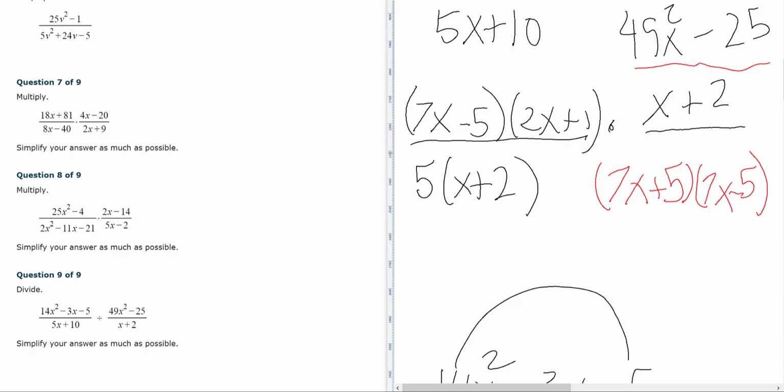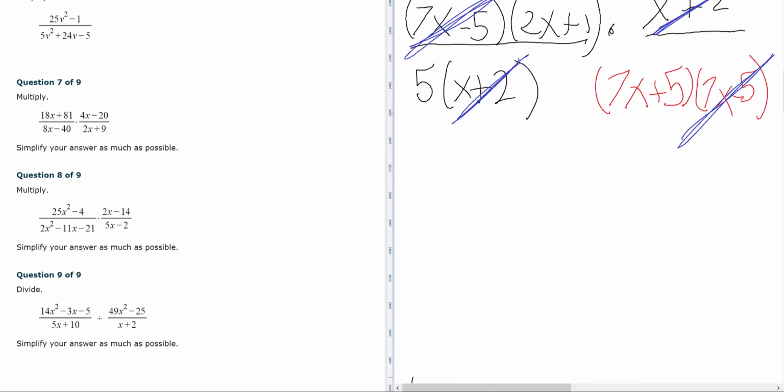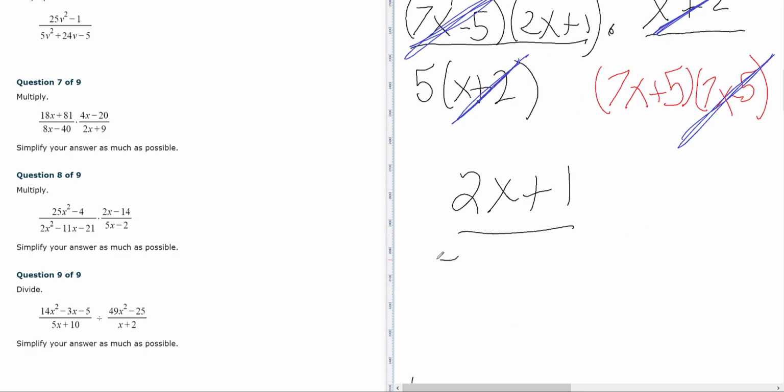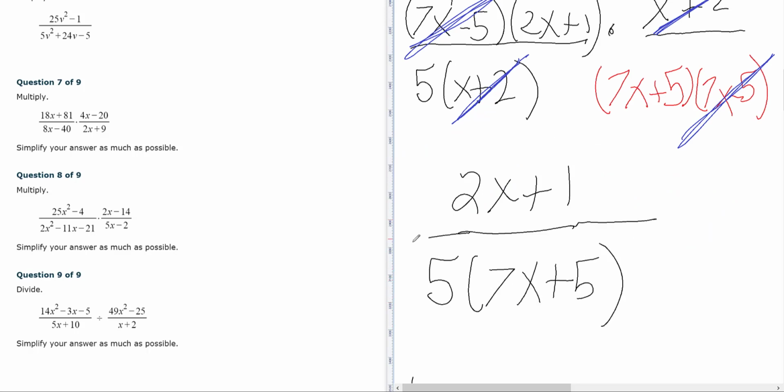And let's reduce out what we see that are the same. I see 7x minus 5 and a 7x minus 5, and an x plus 2 and an x plus 2. That leaves me with 2x plus 1 as the only factor in the numerator. Remember, these are 1s, so there's only 1 times 2x plus 1, and in the denominator I have a 5 and a 7x plus 5. So that is the lowest terms for this division problem.